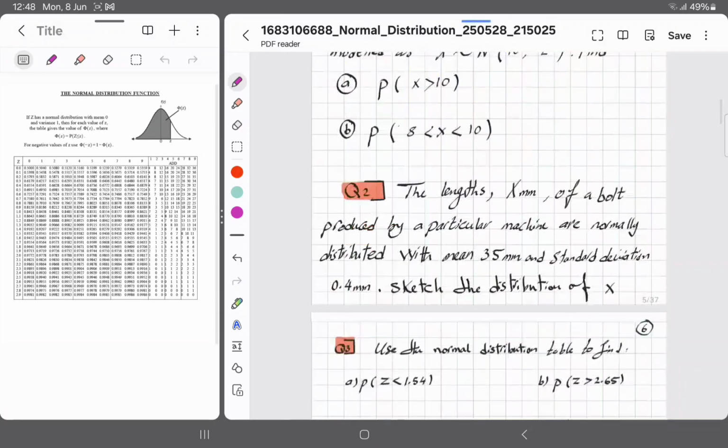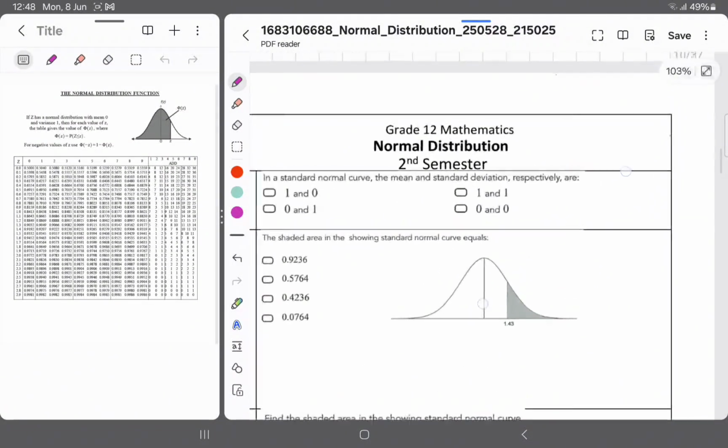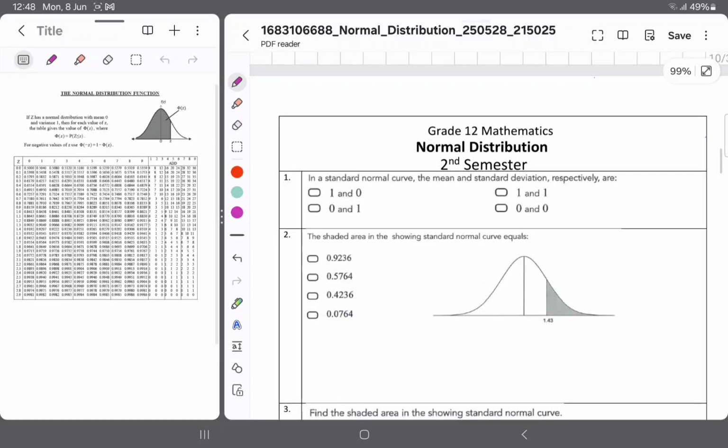Let's go to practice some past exam papers. In the first question here, he said, in a standard normal curve, the mean and the standard deviation, which is sigma, respectively are. So we know that z is distributed normally with 0 and 1. So the mean equals 0 and sigma is equal to 1. So it will be 0 and 1.